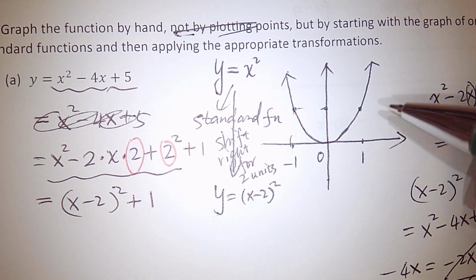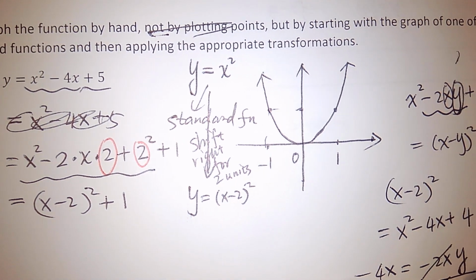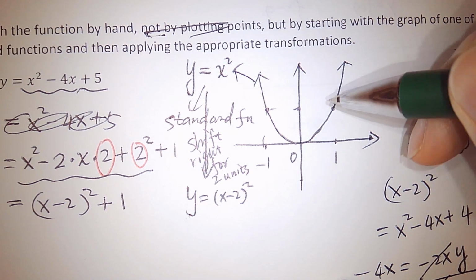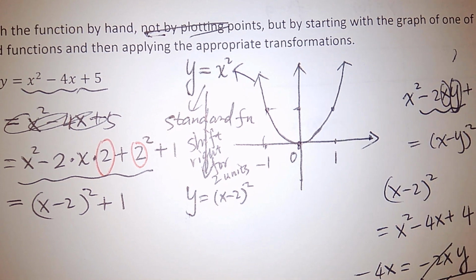Alright, so that means we're going to shift this graph, a standard function, to the right for 2 units, okay? So, originally we have 0, 0.